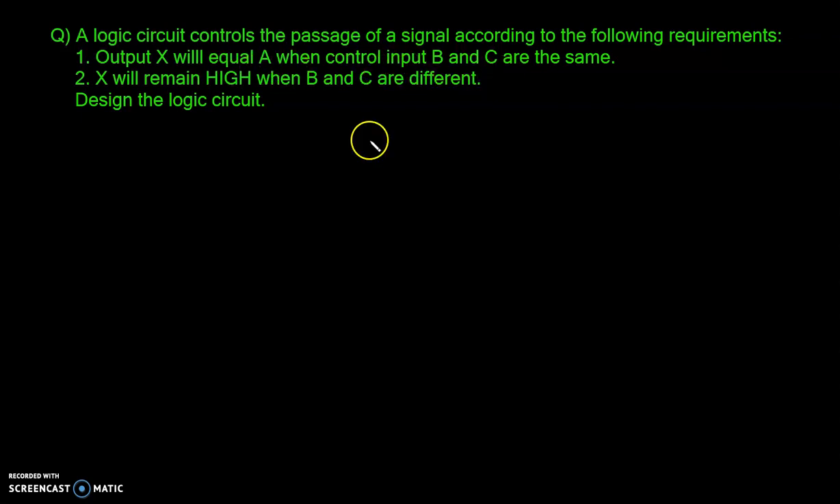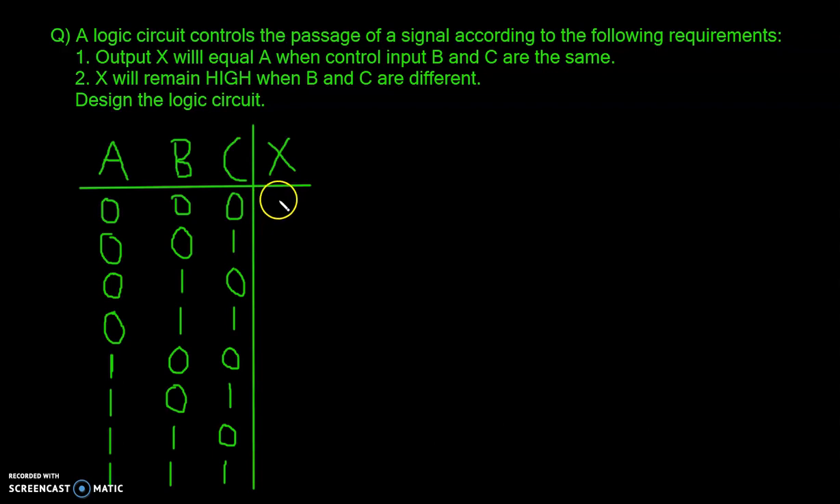A, B and C and only one output, that is X. So I will quickly draw the truth table. So I have drawn the truth table and we just need to fill the output X. So the question says output X will equal A when control input B and C are same. Okay, so for the first case we can see that B and C are same, so X will equal A.